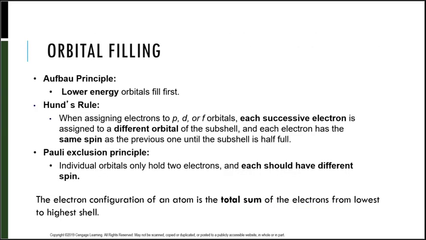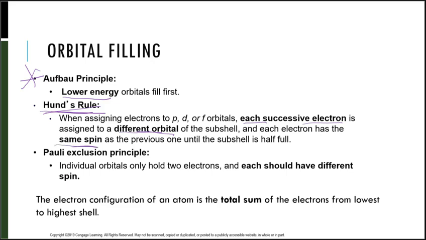Now remember, when we are filling orbitals, we have to remember 3 things. Aufbau principle, we always go from lower energy to higher energy. We have a new rule called Hund's rule. Hund's rule says that when we are filling orbitals, each electron is assigned to a different orbital before we double up. And when we fill those orbitals, they have the same spin as the previous one.